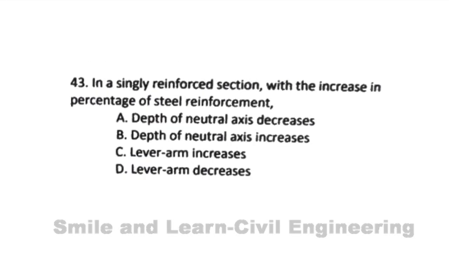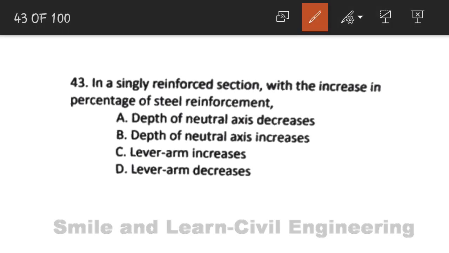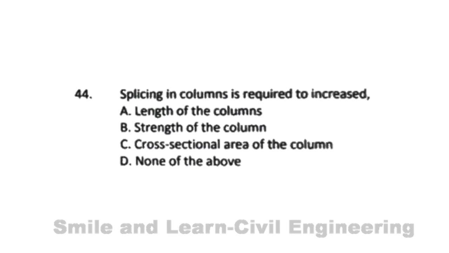Next question, question number 43. In a singly reinforced section with the increase in percentage of steel reinforcement. So if we increase the percentage of steel reinforcement, we can say this is an over reinforced section. So the depth of neutral axis will increase. Option B will be the correct answer. Some will say lever arm decreases, but lever arm cannot be pointed out as a point to describe the increase in percentage of steel, because there is no such thing as a critical lever arm, but we have a critical neutral axis. So option B will be the correct answer.